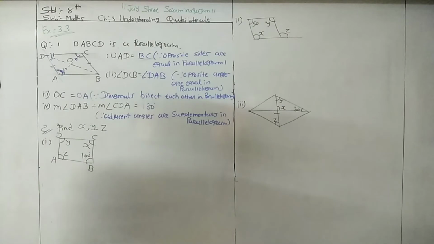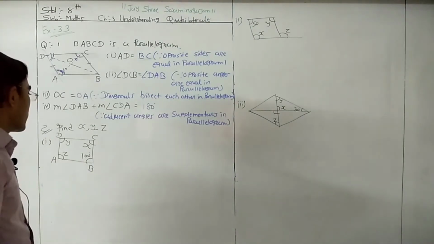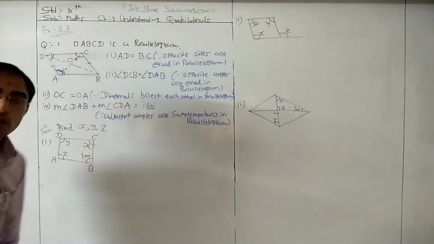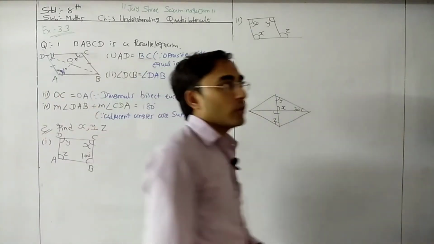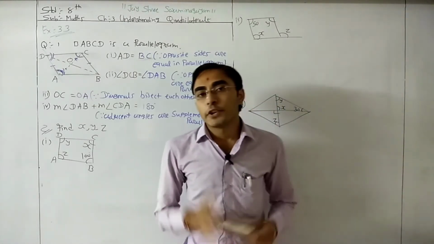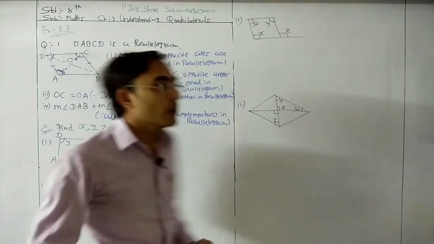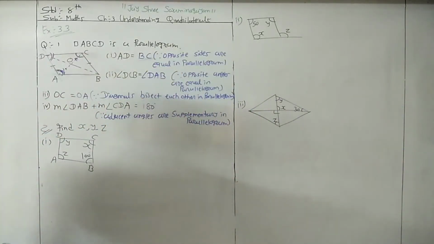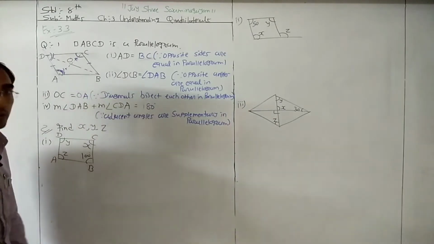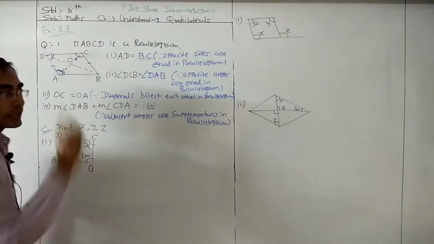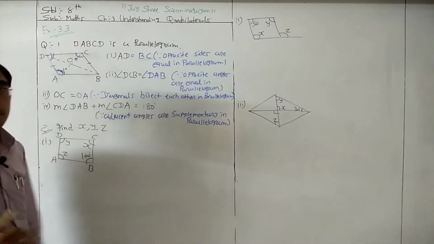Then question number 2. Here we have some internal questions too. We need to find the value of unknowns x, y and z. One parallelogram is given to you. All of these are parallelograms, it is written in the question. We need to find the value of x, y, z.